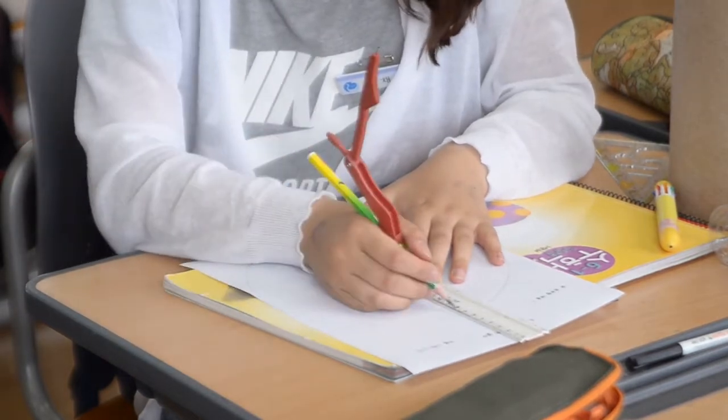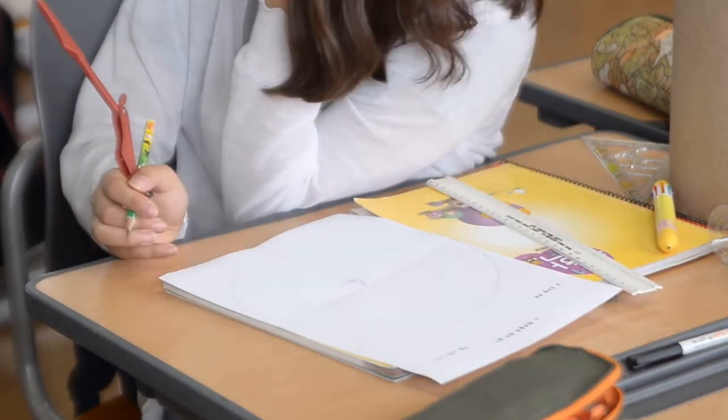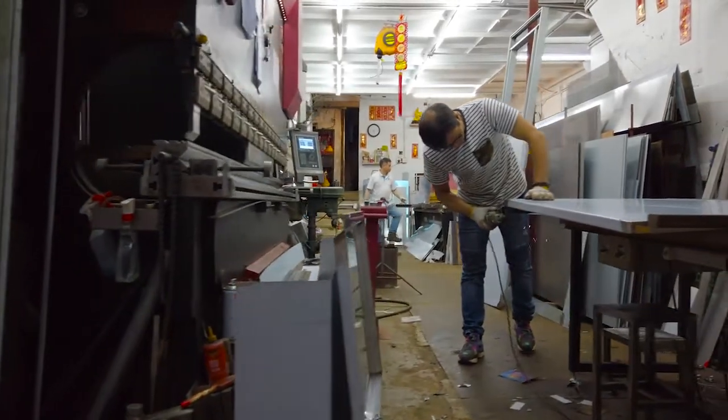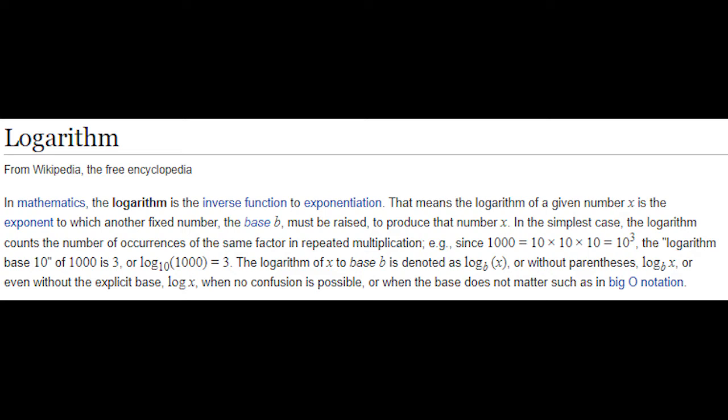For example, since 1000 equals 10 times 10 times 10, which is 10 to the power of 3, the logarithm base 10 of 1000 is 3, or log base 10 of 1000 equals 3. The logarithm of x to base b is denoted log base b of x, or without parentheses, log b x, or even without the explicit base, log x, when no confusion is possible, or when the base does not matter, such as in big O notation.